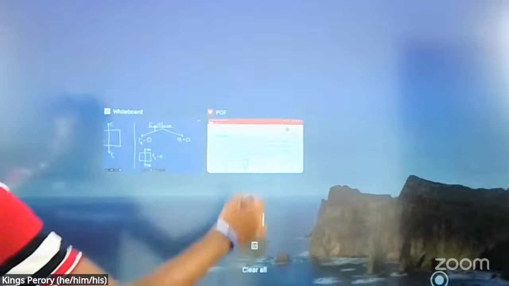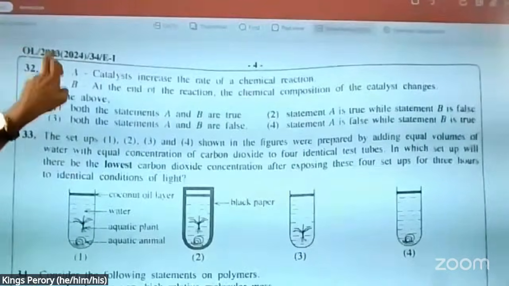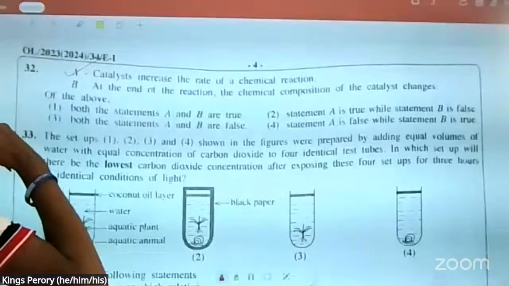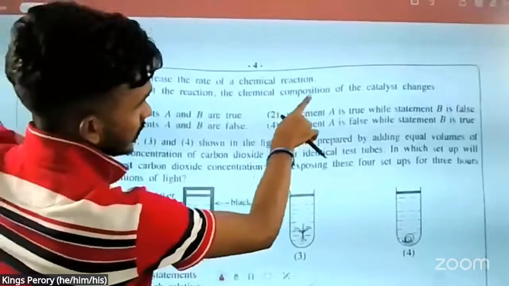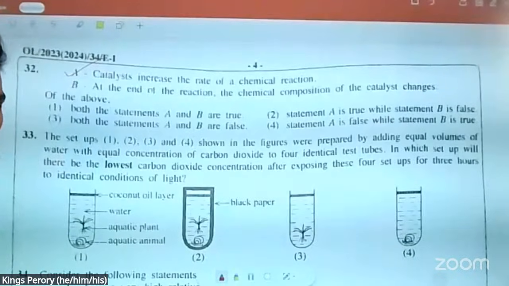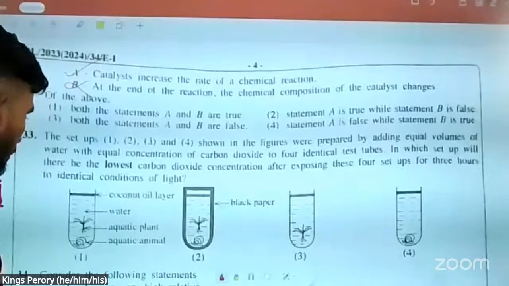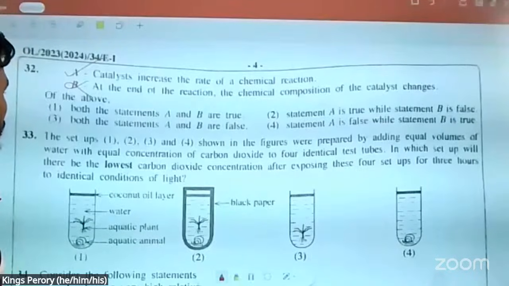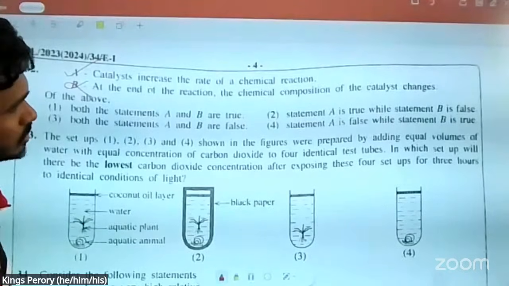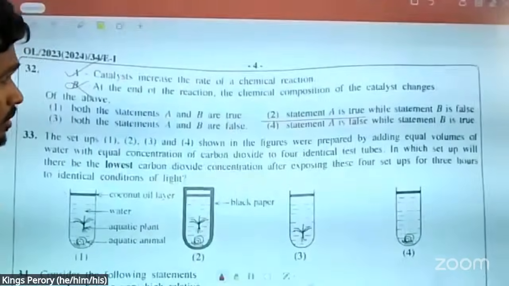Now go to the question. Everything about catalyst is done. A catalyst increases the rate of chemical reaction. At the end of the reaction, the chemical composition of the catalyst changes. True or false? It doesn't get changed. So what is your answer? A is true, B is false, the answer is 2.